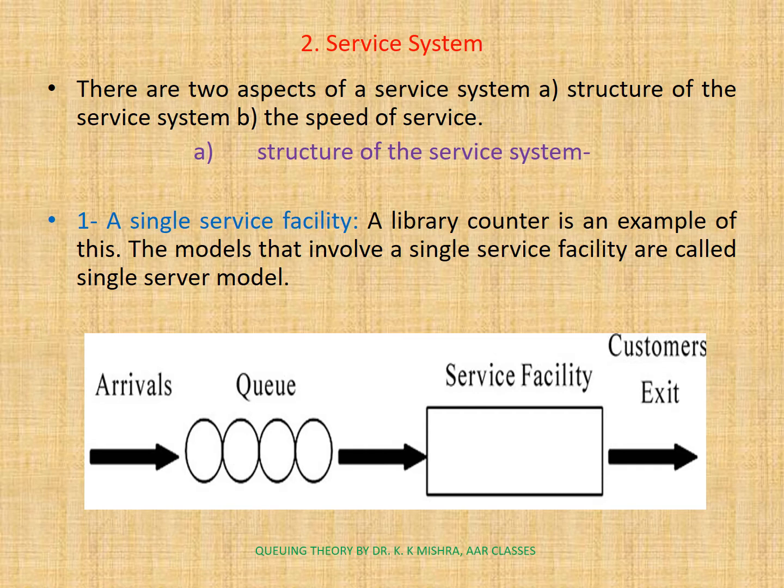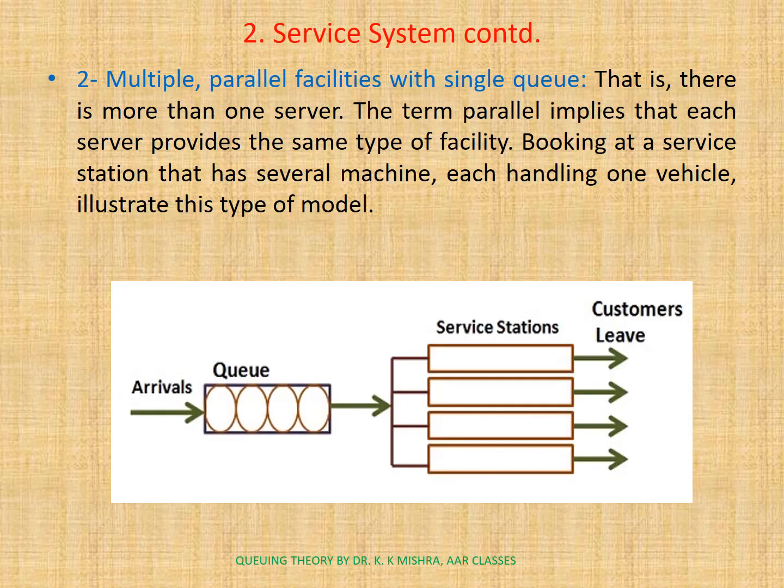There could be three to four types of service facilities or service structures as of now. Say, first, a single service facility. For example, a library counter. The models that involve a single service facility are called single service models, where arrivals are normally in a particular single queue. Students come into, say for example, that library counter, they avail of the service and they go out. We can have another one, multiple parallel facilities with single queue.